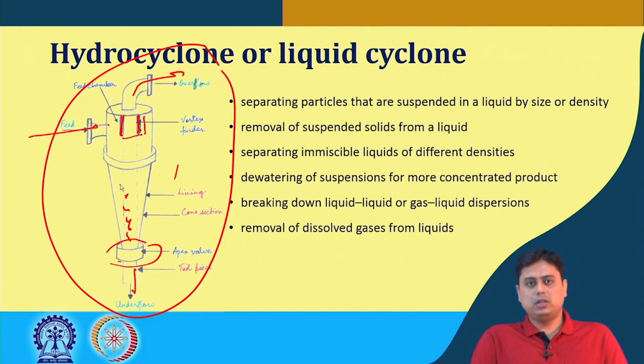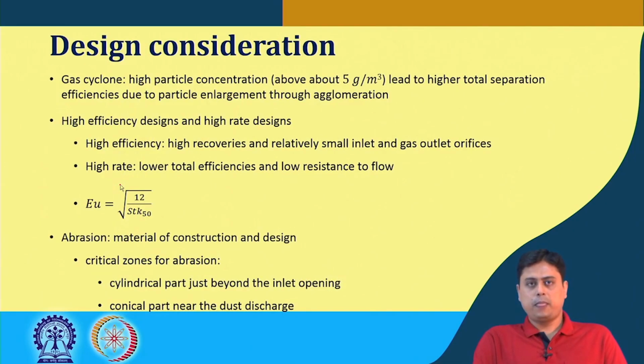Now when it comes to the design of these cyclone separators, there are some guidelines which we have listed here. We will quickly go through this. Some of the things here are logical, and a few we have already discussed. For example, for the gas cyclone, we mentioned that in case of high particle concentrations, above 5 grams per meter cube, it leads to higher total separation or higher efficiency due to the particle enlargement that can happen due to the agglomeration of the particles.